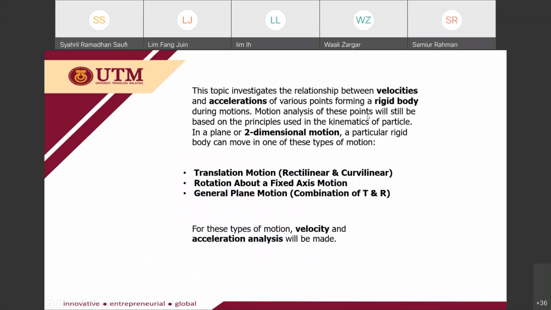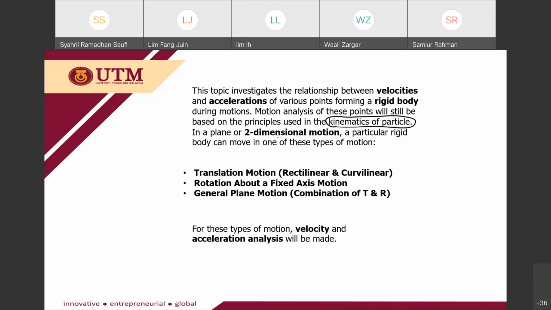In these topics, we investigate the relationship between the velocities and accelerations of various points forming a rigid body during motion. Motion analysis of these points will still be based on the principles used in the kinematics of a particle, which is the rectilinear, curvilinear, and relative motion analysis. You need to remember all the knowledge that you learned from chapters 2, 3, and 4 and apply it to this rigid body analysis.